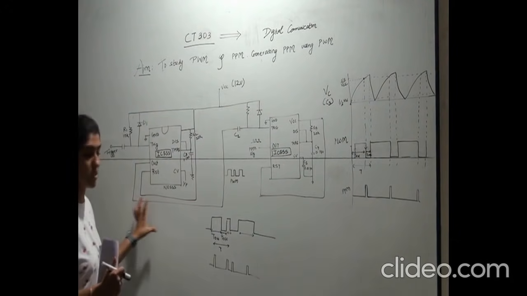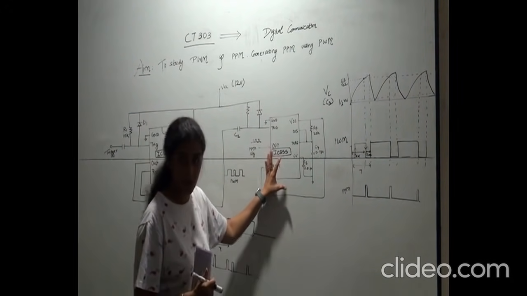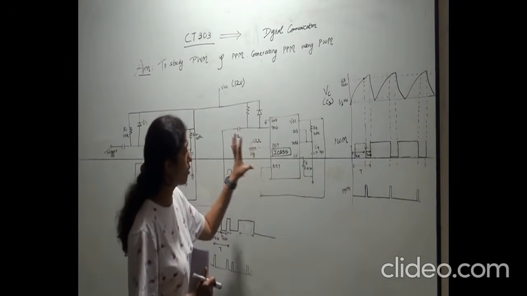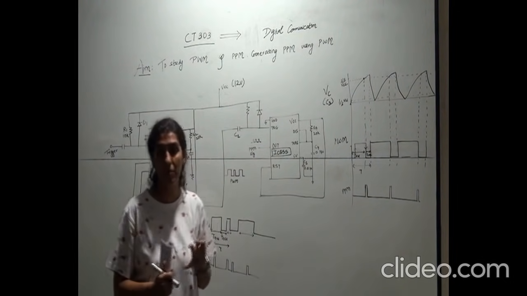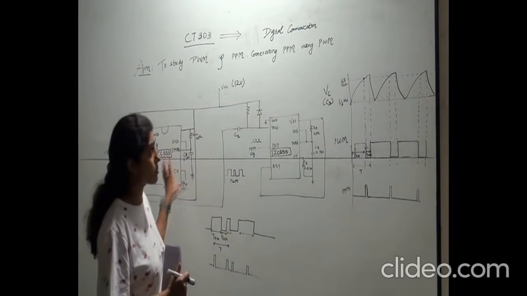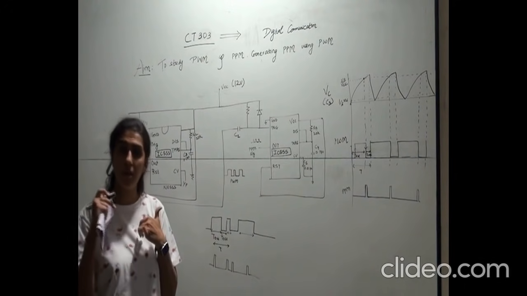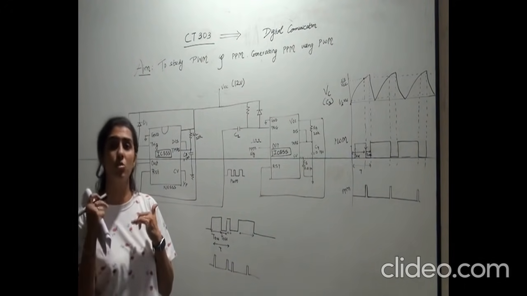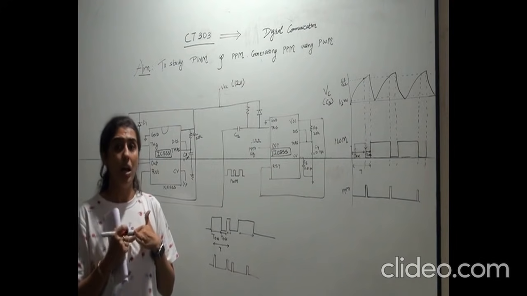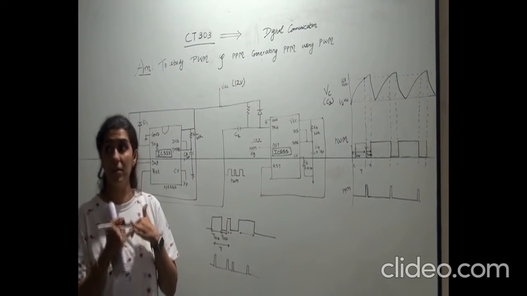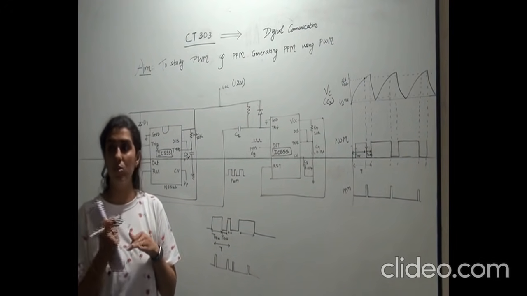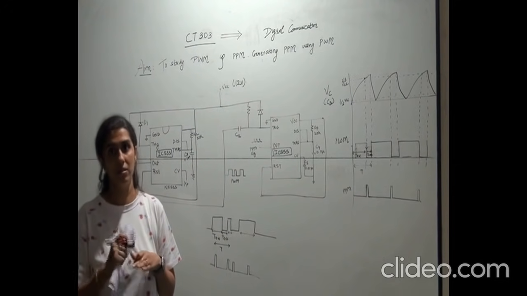So the output of the astable multivibrator is then given to a monostable multivibrator, and the output of the monostable multivibrator gives us the PPM signal. So this is the explanation of how we are generating PWM and how we are going to generate PPM out of it. I will be explaining the circuit diagram and the waveforms. I will be giving you the output of it in the later stage.